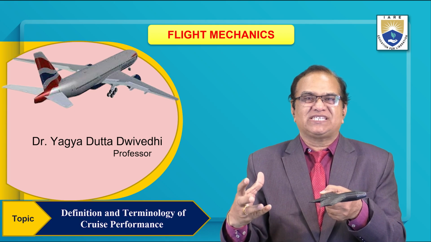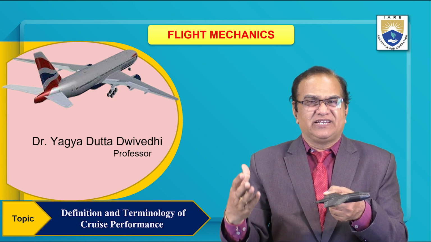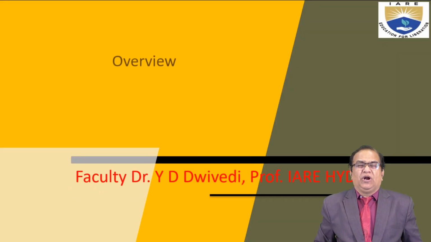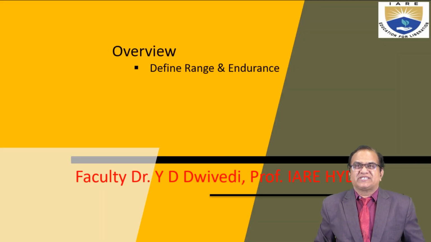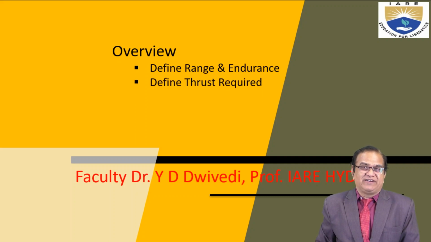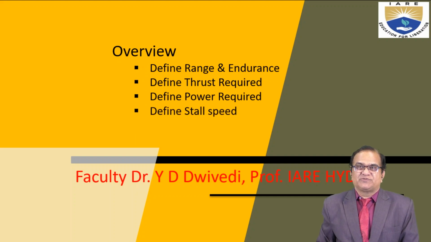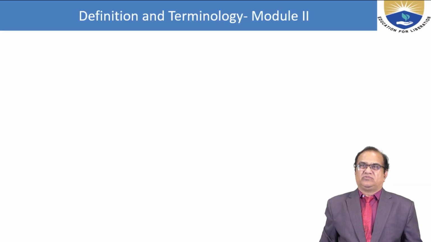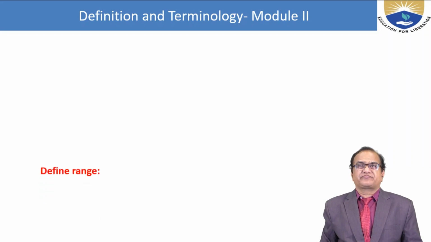We are going to discuss some definitions and terminology depending upon the cruise performance. In today's topic, we are going to discuss range and endurance, thrust required, power required, define stall speed, define drag polar, and so on. So these are the definitions and terminology for module 2.